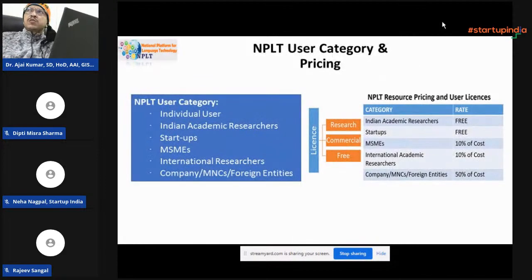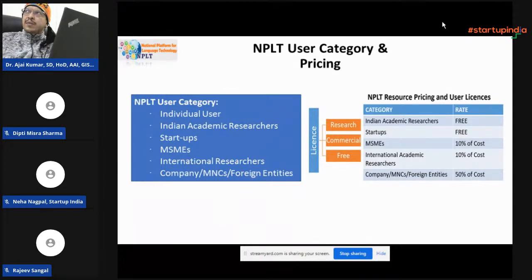Next. So this is the pricing policy that has been approved. For Indian academic researchers, the resources are available for free. They were anyways available for free from the TDIL-DC portal. Now we are offering for startups as well free. So you can register on nplt.in and you can download the resources for free if you're a startup.